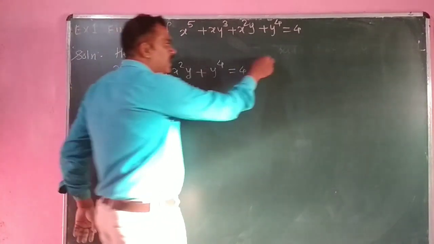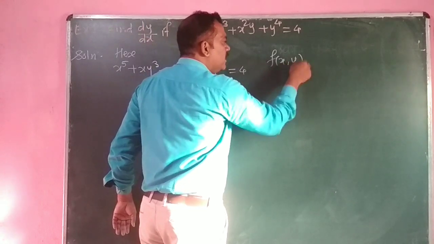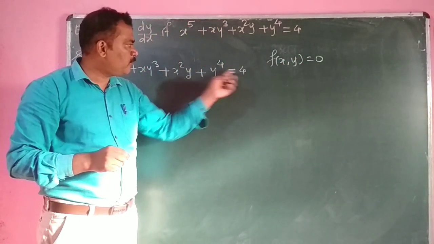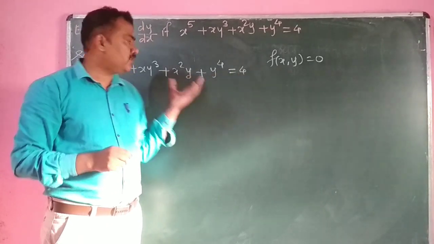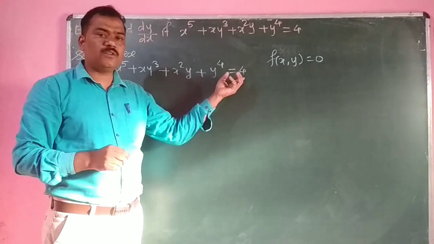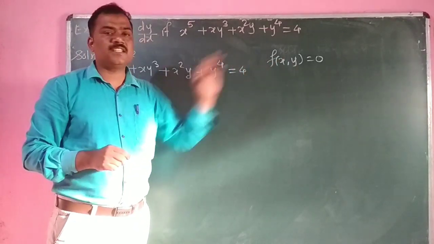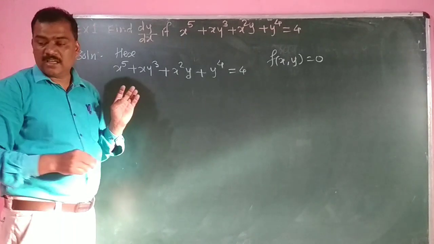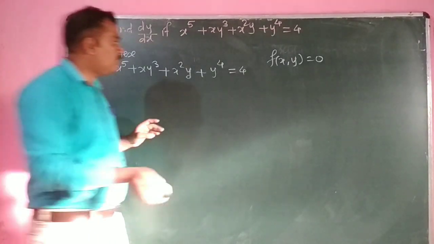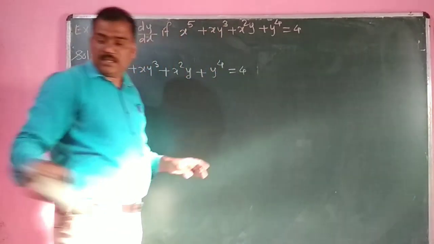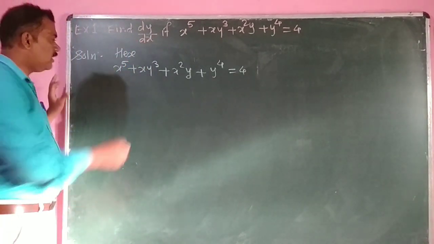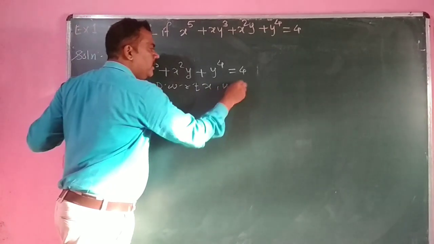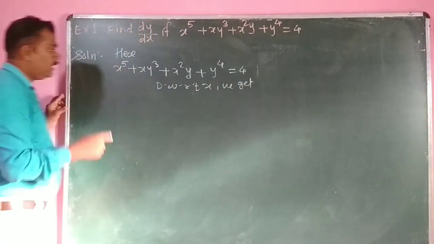In a simple way, f of x, y is equal to 0, a function of both the variables x and y. If you take this 4 to this side, we get minus 4 is equal to 0. This function of both variables x and y is called, in a simple way, an implicit function. Now we have to differentiate with respect to the independent variable. Here the independent variable is x, so we differentiate with respect to x. Now what do we get?